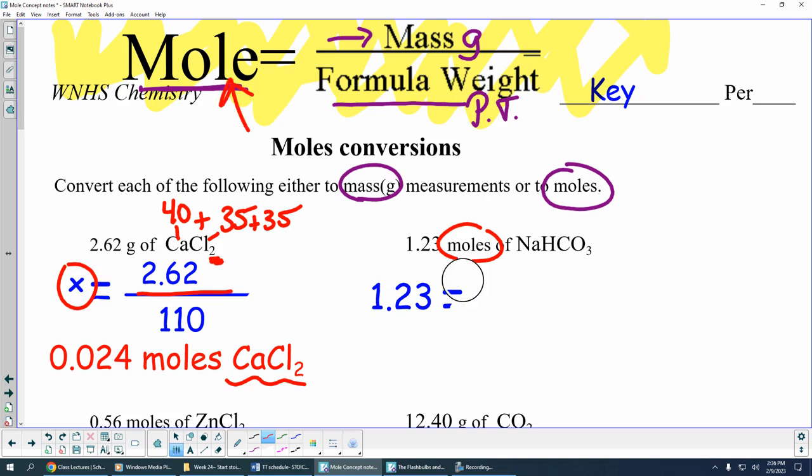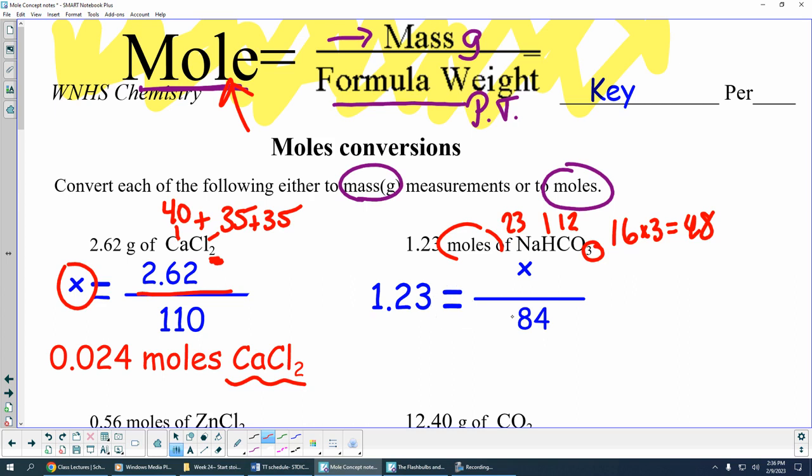If you get moles, I am going to put it on the outside where this moles is, and that means I want to find grams, which is on the top, and I still need a formula weight. I have 1 sodium at 23, I have 1 hydrogen at 1, I have 1 carbon at 12, and I have 3 oxygens at 16 apiece, so 16 times 3 is going to be 48. I'm going to add 23, 1, 12, and 48, and I'm going to get a formula weight of 84.